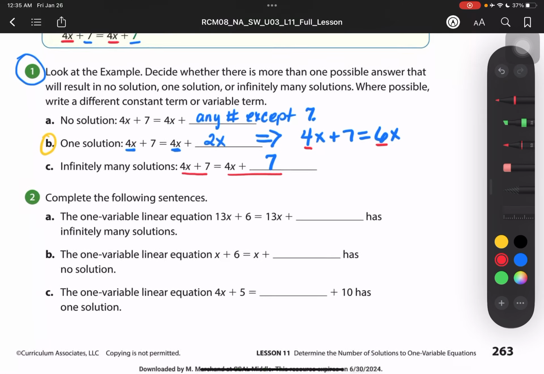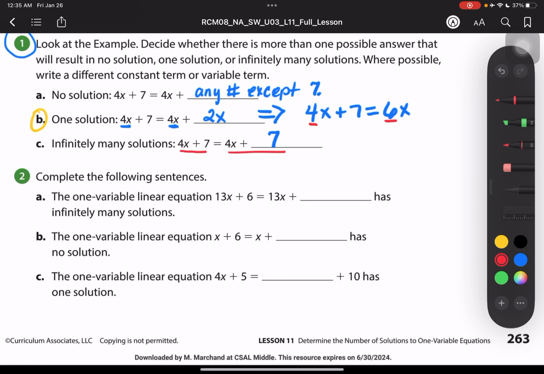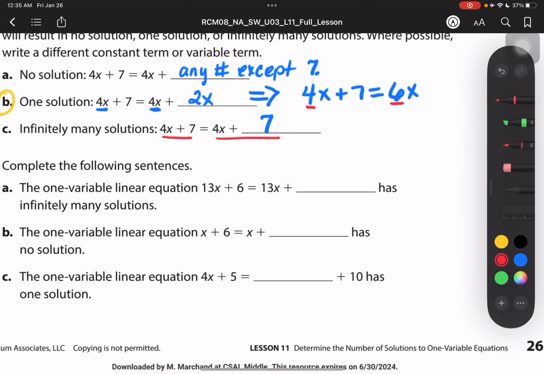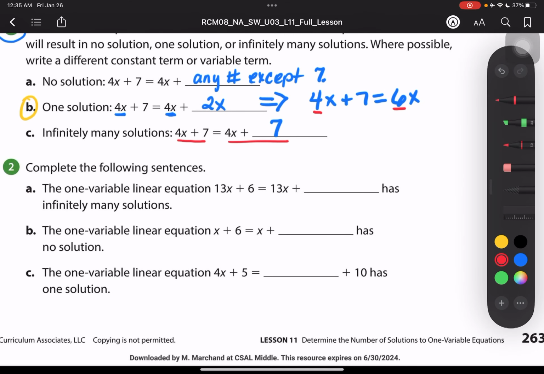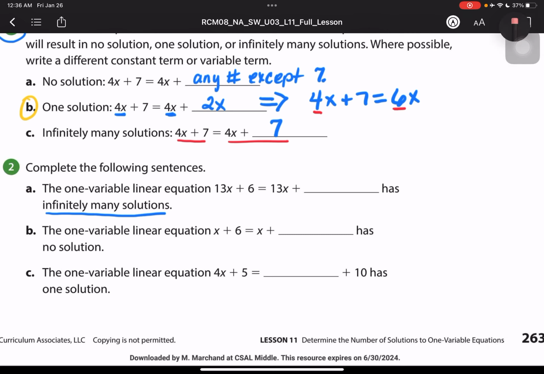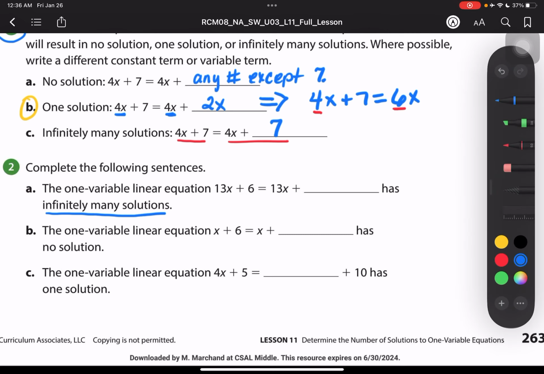Okay. Number 2, complete the following sentences. The one variable linear equation, 13x plus 6 equals 13x plus 6 has infinitely many solutions. If it has infinitely many solutions, both sides have to be identical. So you should have placed a 6 in this blank in order for it to be identical. You should have put a 6 there.